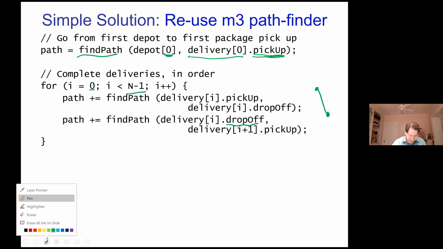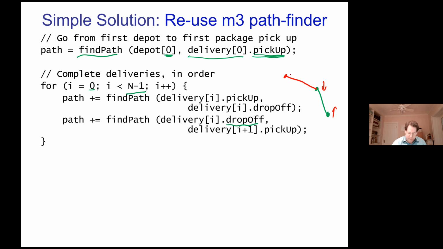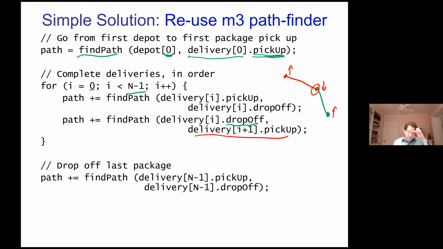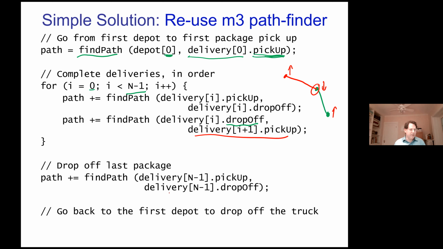Let me change my color here. So I picked up something, now I've dropped it off, and now I want to go get the next package. So I'll go to the next pickup location. That's what I'm doing here. I was at the drop off, and now I'm going to go to the next pickup location and call my find path again. When I break out of this loop, I haven't made my last delivery. I need to go to the last drop off, so I'll do that. And then I've got to return my truck.